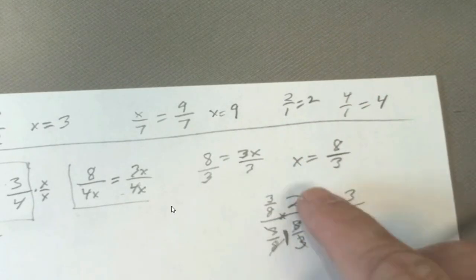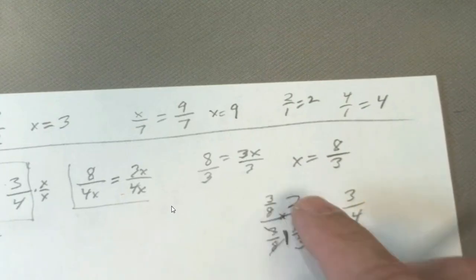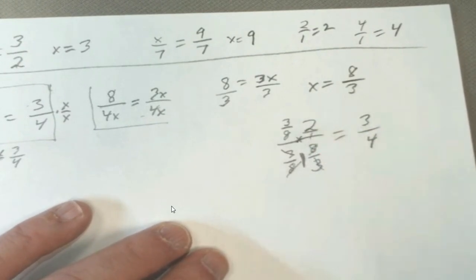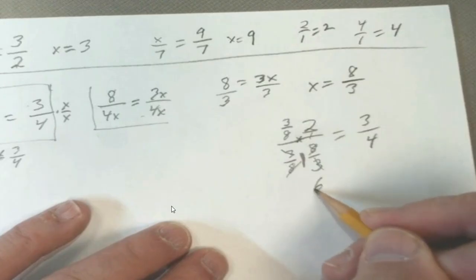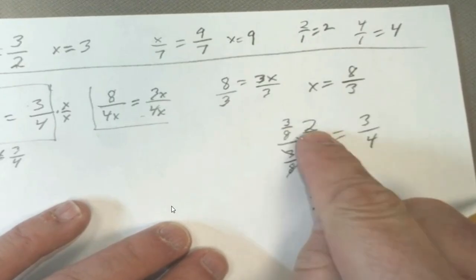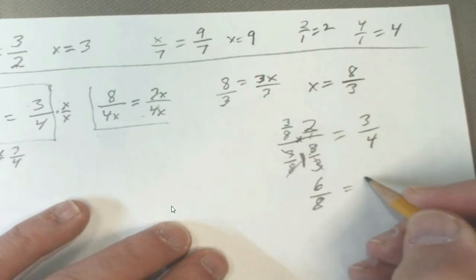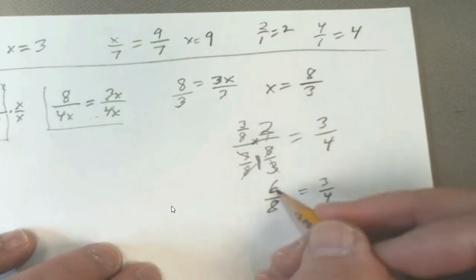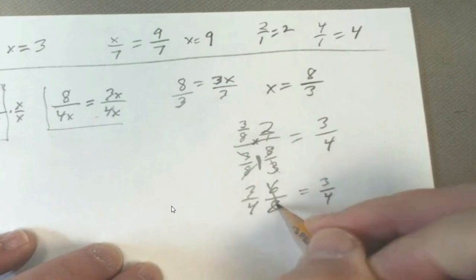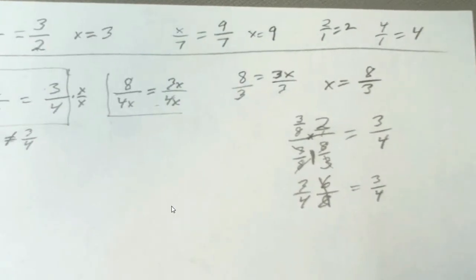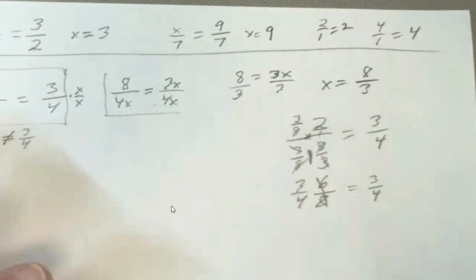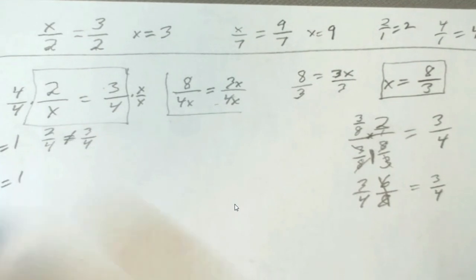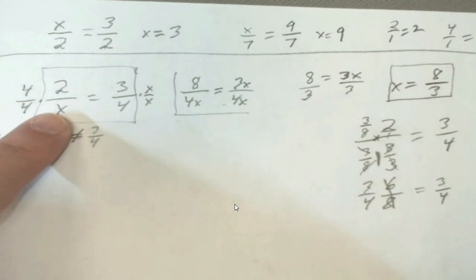So 2 times 3/8 over 1 is just 2 times 3/8. What is 2 times 3/8? Well, this is 2 over 1. And when you multiply straight across, this is 6/8. 3 times 2 is 6. 8 times 1. 6/8 equals 3/4. Wait a minute. 6/8 simplifies to 3/4. 3/4 equals 3/4. It does check. 8/3 is actually our solution for 2 over X equals 3 over 4. X equals 8/3.